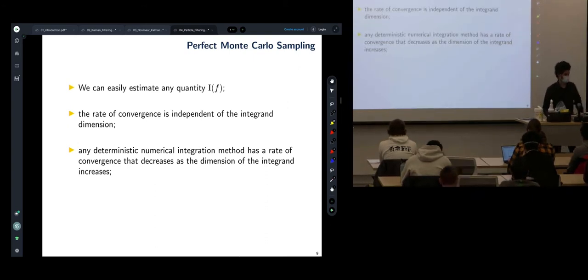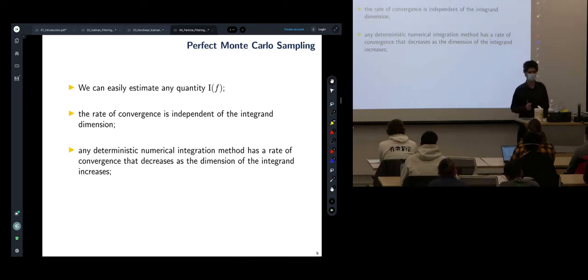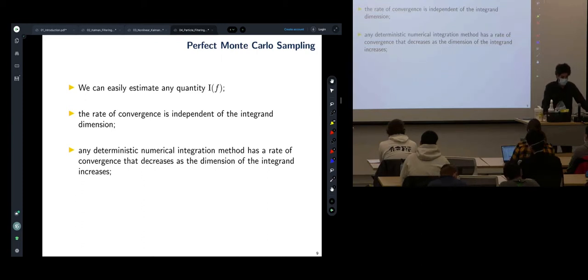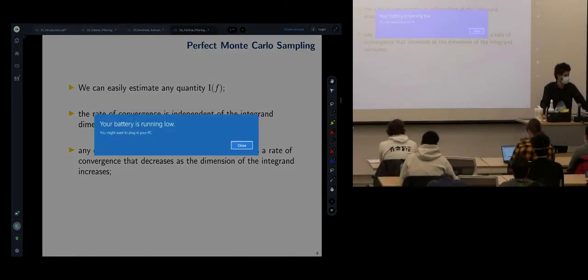Now, a very important fact is that the rate of convergence is independent of the integrand dimension. It doesn't matter how high dimensional this integral is, your function. As long as you can draw some samples, you can evaluate the same averaging of your function evaluations. That's very important because for any other numerical integration method, the convergence rate will decrease as the dimension of the integrand increases. That's the curse of dimensionality. As the dimensionality of the space goes higher, a lot of methods become slower and slower. And that's a very big limitation in practice.